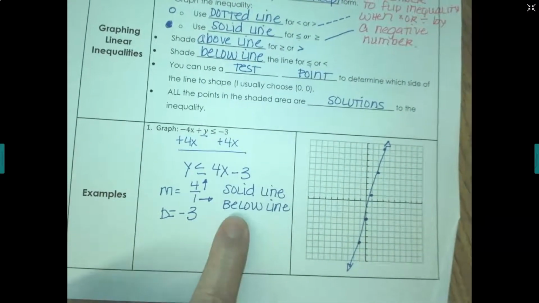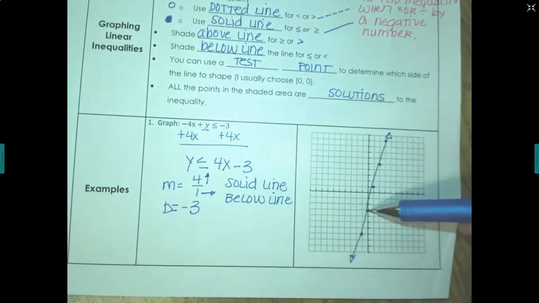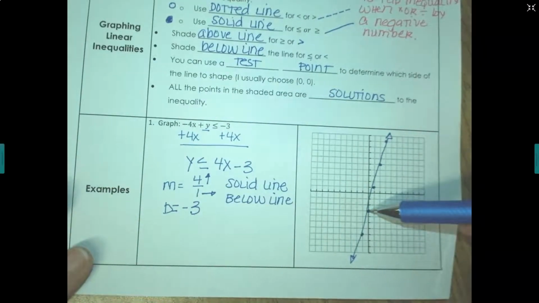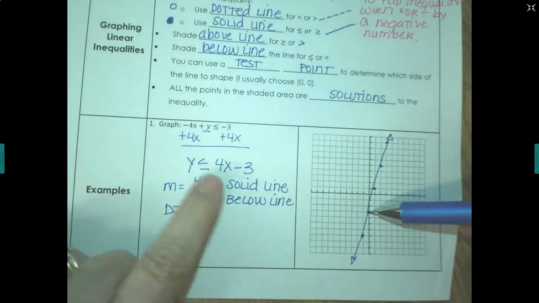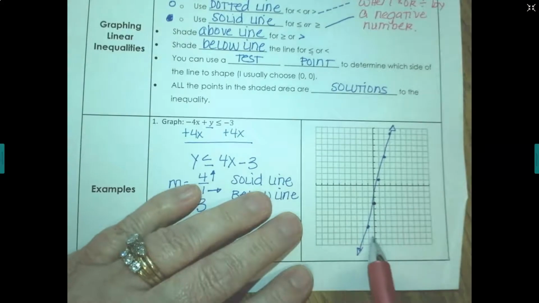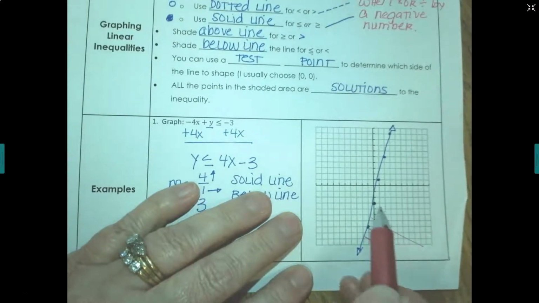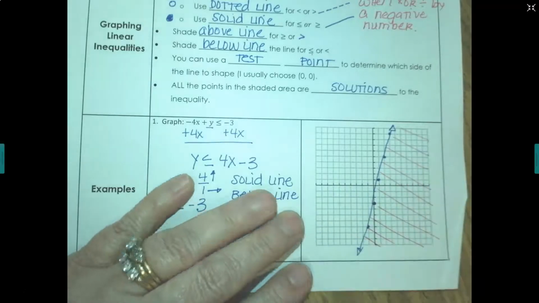Now, we need to shade below the line. This is a pretty steep line. It's a little hard to see above or below. We could use a test point. Another thing that works really well is look at your y-axis right here. But from this point, where's below this point? Because we need to be less than. Below is in this area, so everything on this side of the graph can be a solution.